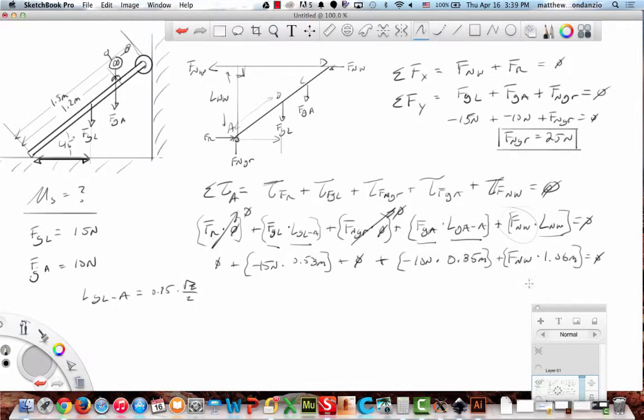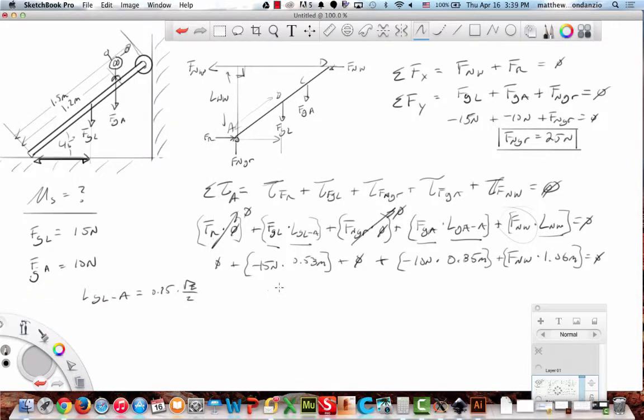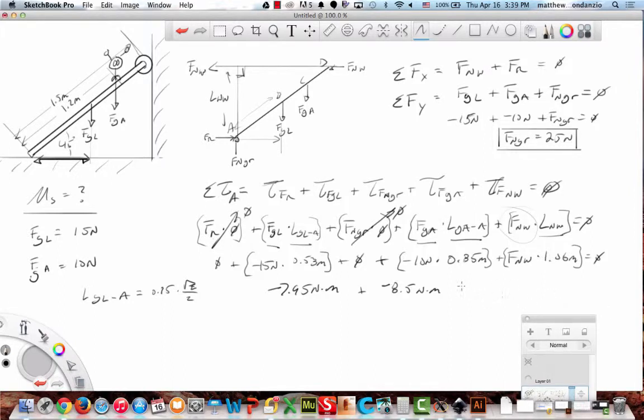Okay, so now I've got this. Negative 15 times 0.53 is negative 7.95 Newton meters, right? That's the torque generated by FGL. Plus, that 0 goes away, negative 8.5 Newton meters, right? Plus 1.06 times FNW. All that equals 0.